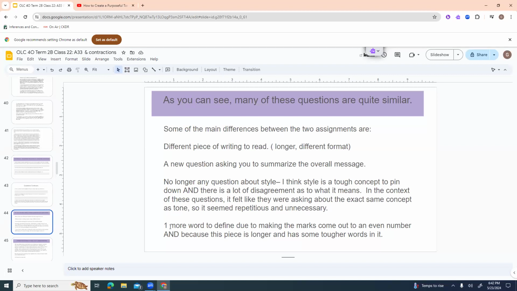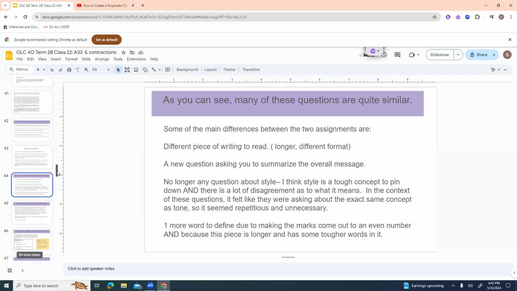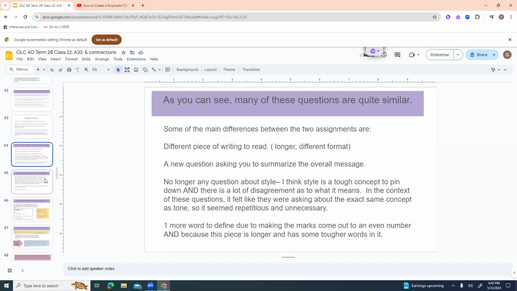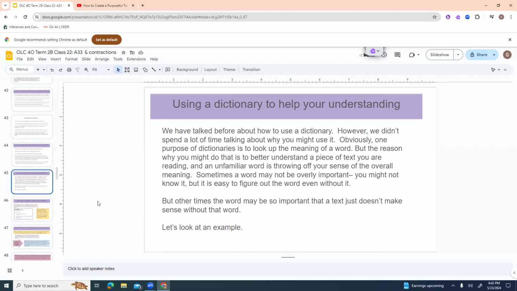I also had you define one more word just because this is a longer piece of writing. I think there's a few more harder words, and it gives me one more mark. So it's an even 20 marks for this assignment rather than 19, which is kind of a weird place to stop. Okay. Using a dictionary to help your understanding.